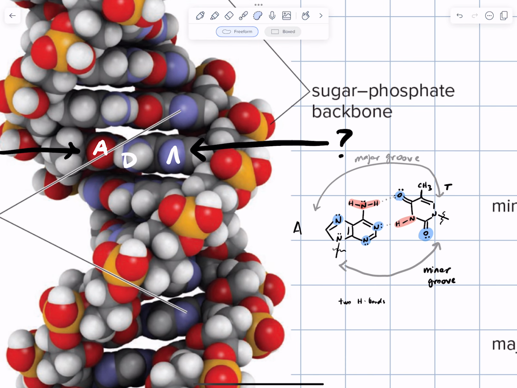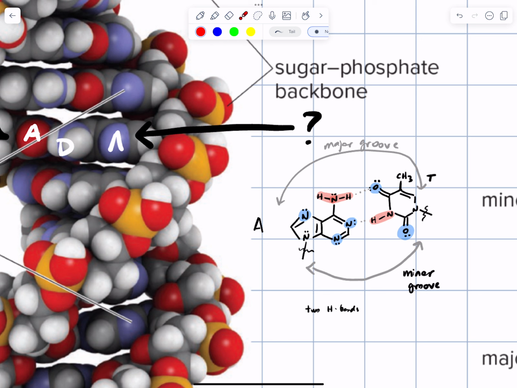Okay, we're looking in the major grooves. So we would be looking here. You have a pattern: oxygen acceptor, NH donor, nitrogen acceptor. There's your oxygen over here, acceptor, nitrogen donor, nitrogen acceptor. See it? Sort of. No. Okay, go ahead.